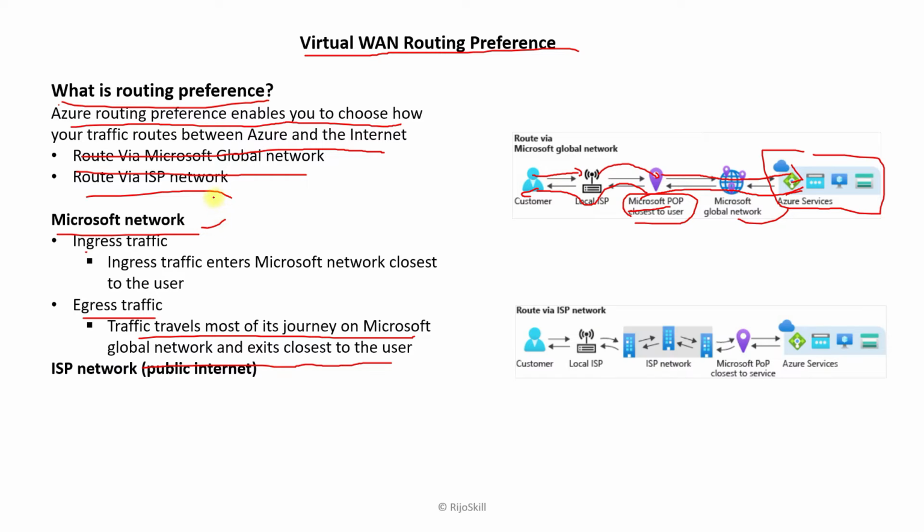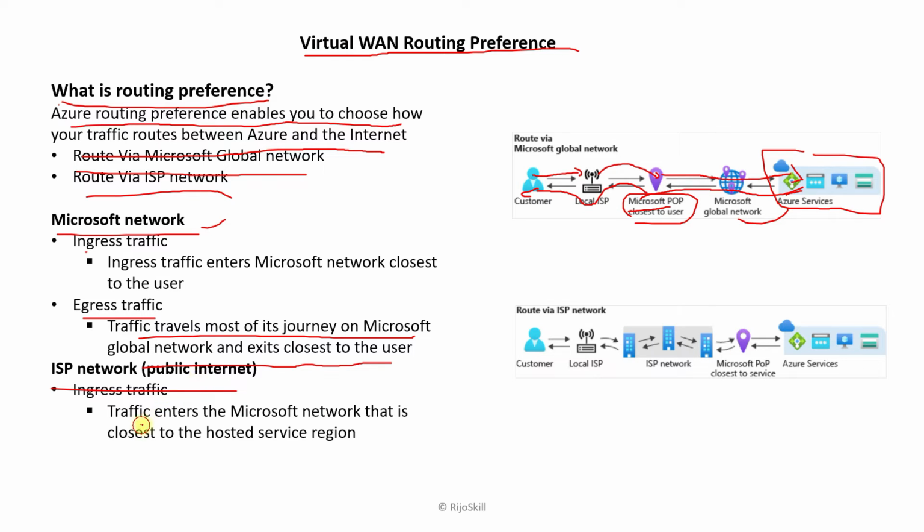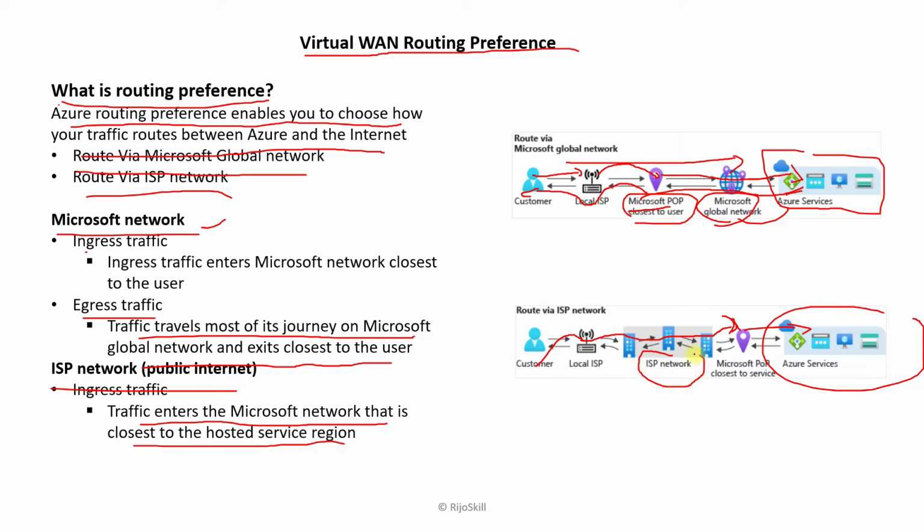So what is ISP network routing? There is the public internet. The traffic enters the Microsoft network closest to the hosted service region. Here you can see the customer needs to request access to your resources, but the traffic mostly passes through the ISP network, then reaches the closest point of the Azure service area. For example, it reaches the closest area, then enters the Azure service. Before, the traffic was passing through the Microsoft global network every time. Now the traffic passes through the ISP network.